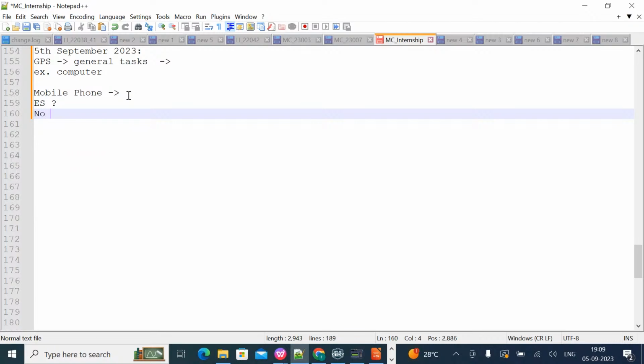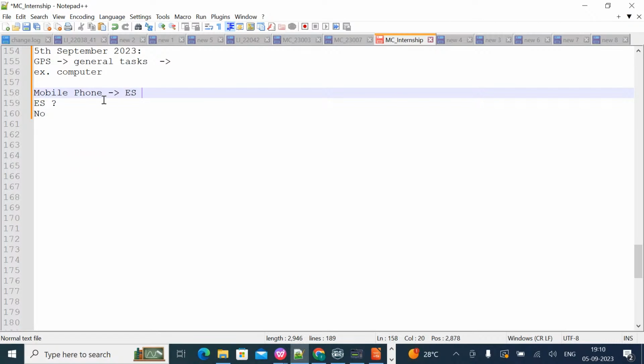The answer is no. So that's why I kept the mobile phone under the category of embedded system. The only reason is that we are not preferring the phone for development. Otherwise, if you give me a scale from 1 to 10, the mobile phone is around 9.5 as a general purpose system, but due to that 0.5% gap, we are not using it to do the development. So that's why I kept it under the embedded system category.